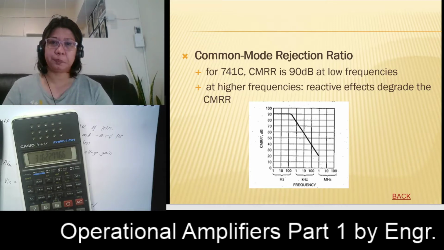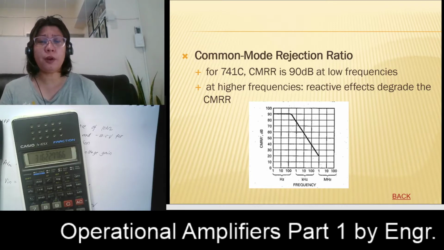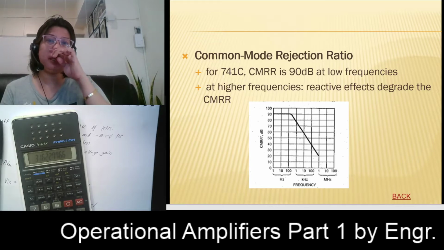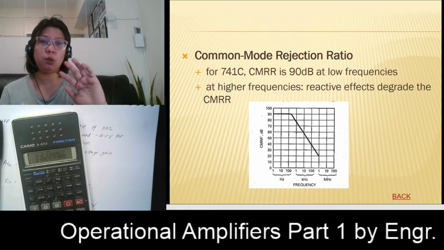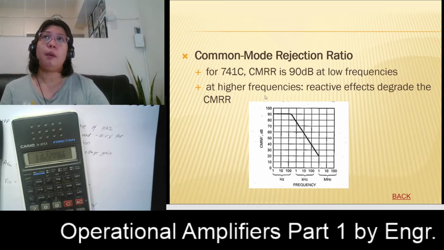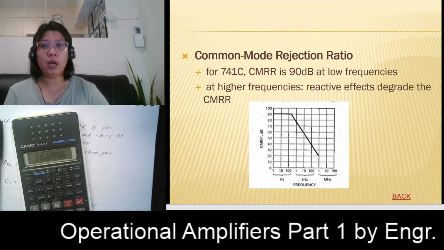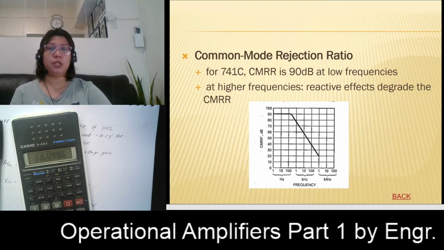So the value for the 741C is 90 dB at low frequencies, and at higher frequencies it usually goes down based on the graph here. Because of reactive effects, it degrades the value for your CMRR.